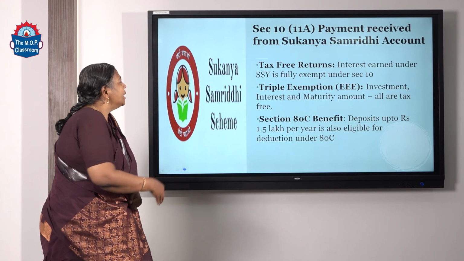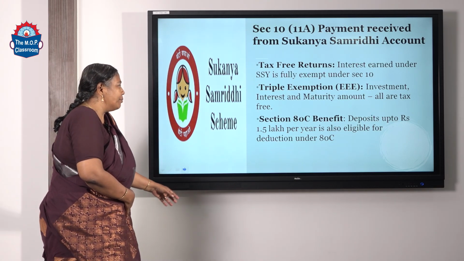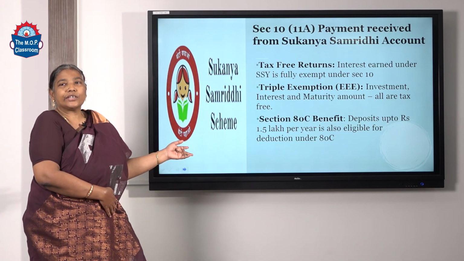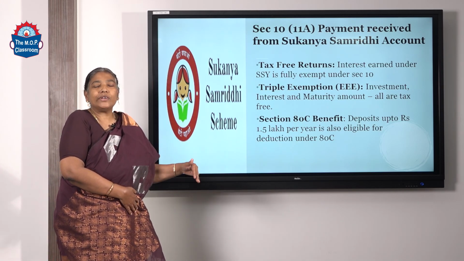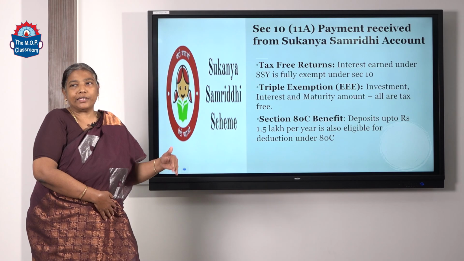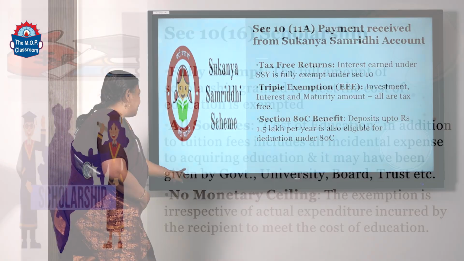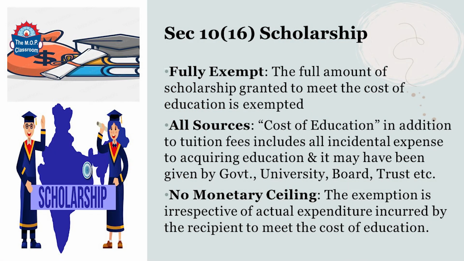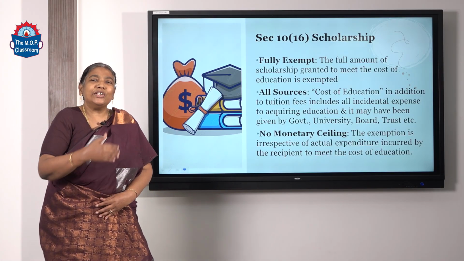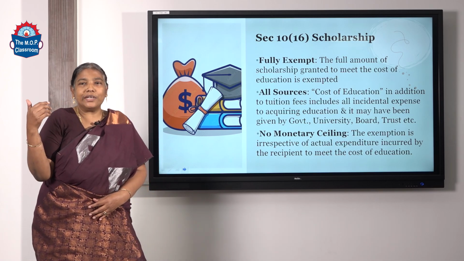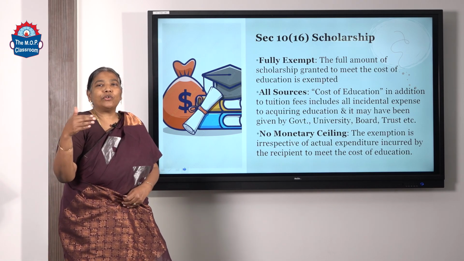Now, coming to this Sukanya Samriddhi Yojana, I already said triple exemption: investment, interest and the maturity amount. This is also eligible for benefit under section 80C up to a maximum limit of 1,50,000. Section 80C covers many investments as well as payments made by the assessee, and one of the investments is this, and the total limit for 80C is 1,50,000. Now comes scholarship, section 10 subsection 16. In this exempted income presentation there is no particular order. I have chosen the items randomly, covering only the income that is fully exempt from tax under section 10, which might help you for the exams.